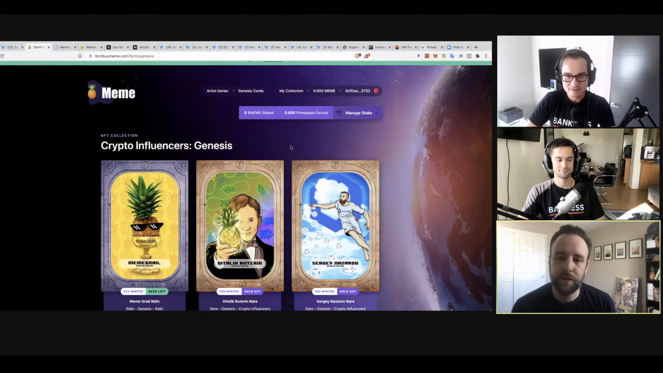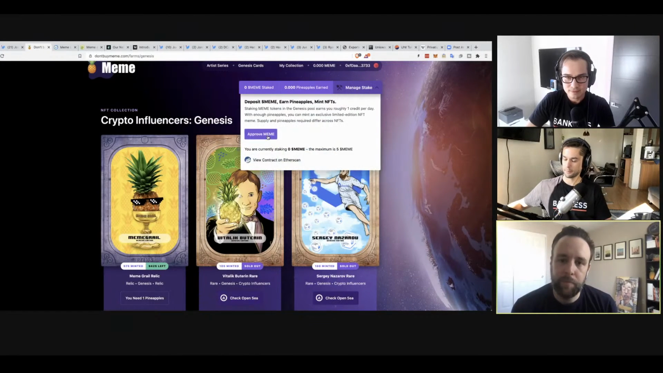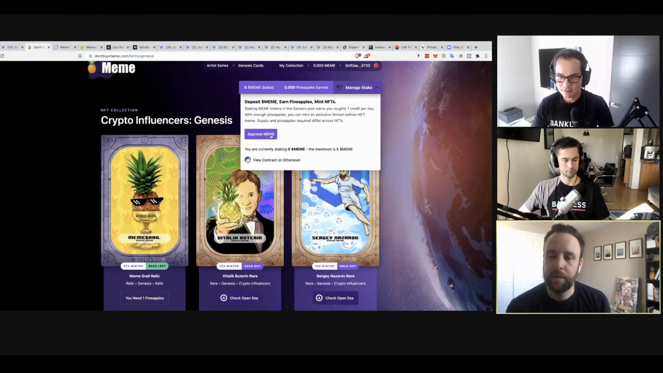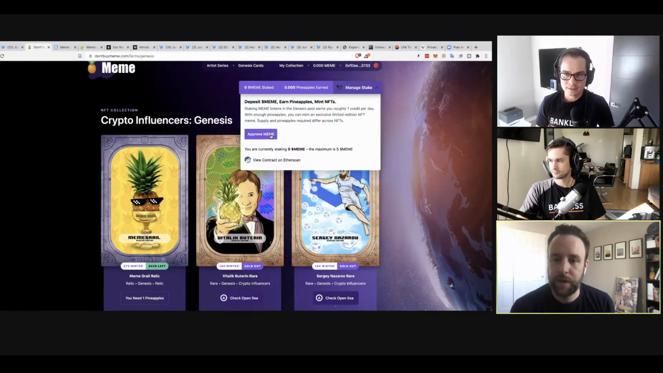But what you do, the mechanics here, is if you click manage stake right there, assuming you had meme in your wallet, you'd approve it, and then you deposit, just like farming, just like locking up, just like staking, right? You'd stake your meme token, and you would start accruing. So you earn 1 pineapple point for every meme locked per day. Minimum is 1, and the maximum is 5.